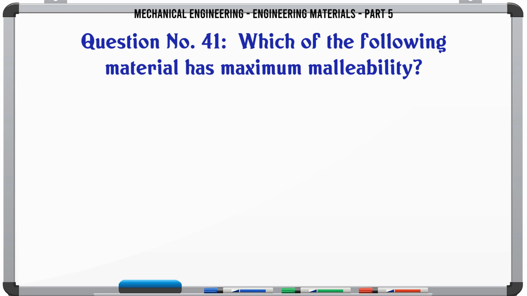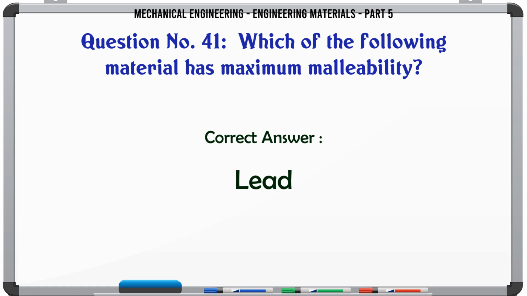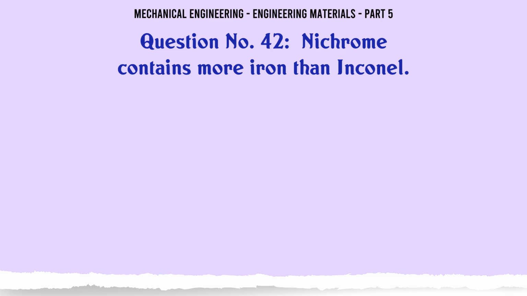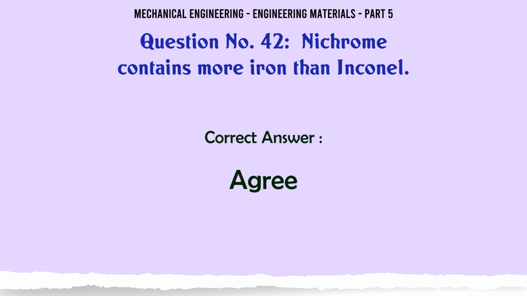Which of the following material has maximum malleability? A. Lead. B. Soft steel. C. Wrought iron. D. Copper. The correct answer is lead. Nichrome contains more iron than Inconel. A. Agree. B. Disagree. The correct answer is agree.